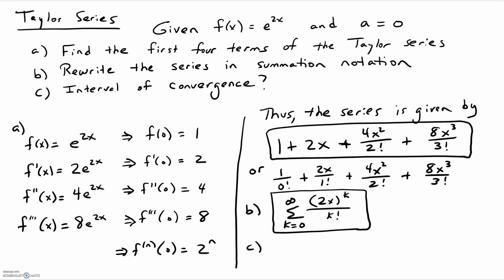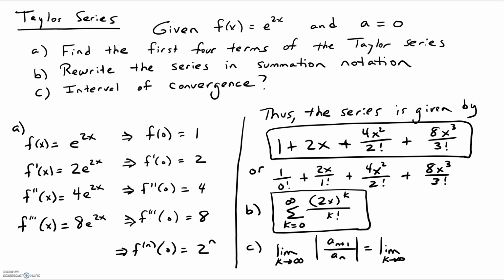And then finally, we're looking at the interval of convergence. So we will use the ratio test here, and we'll look at the limit as k goes to infinity of 2 successive terms. And I'll let you work on the calculations here and ask questions on the discussion board.